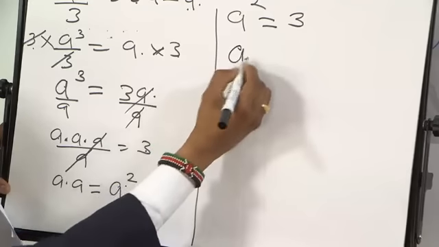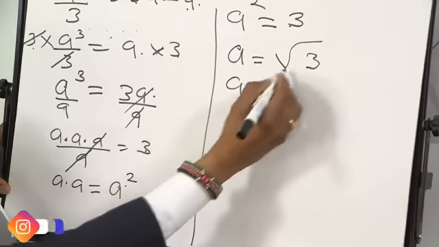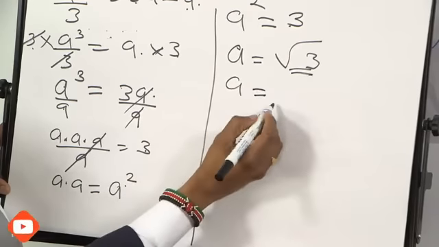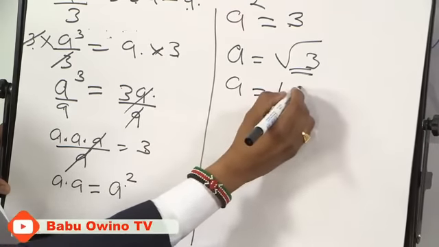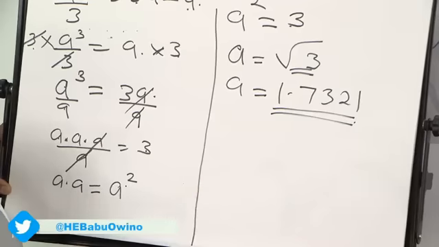If you want to find the value of a, you find the square root of 3. So a is root 3, and the square root of 3 is 1.7321 from your calculator. That is the answer.